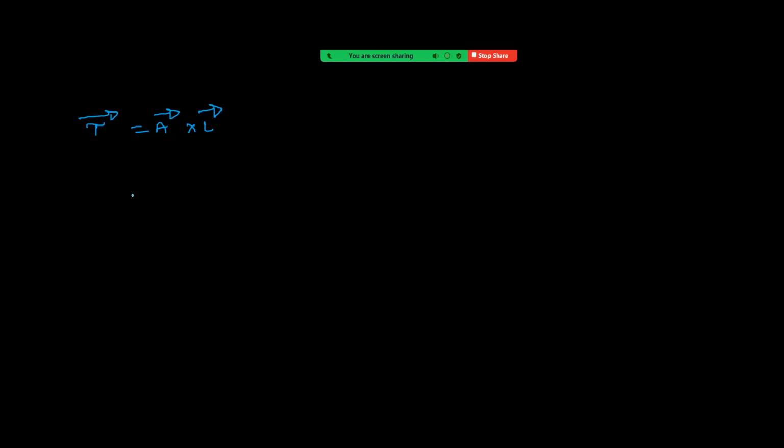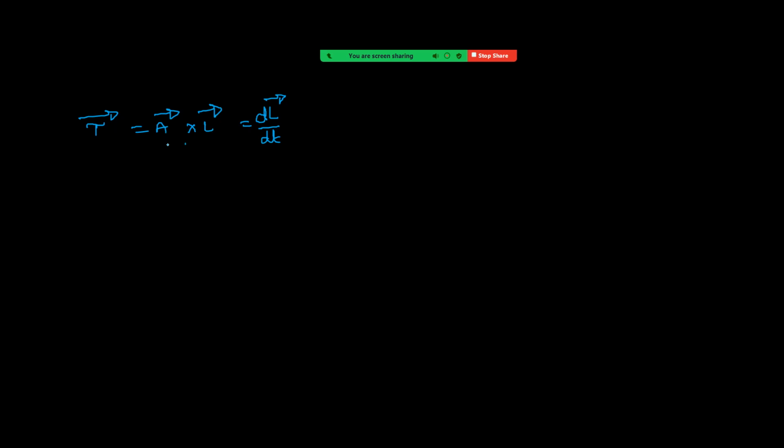Right. See the first option: dL bar by dt is perpendicular to L bar at all instants of time. So we know that net torque is equal to dL bar by dt. Since it is a cross product, this torque is always normal to A bar as well as L bar, or you can say normal to the plane containing A bar and L bar. So option A, dL bar by dt is perpendicular to L bar at all instants of time, is a correct one.